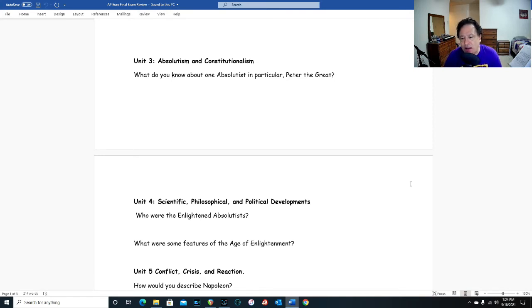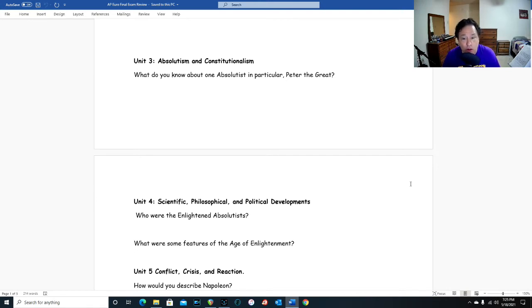But we're going to narrow it down to just one representative figure, and that is Peter the Great. We could have done Louis XIV. We could have done one of the Fredericks. But we're going to do Peter the Great. What do we know about him?